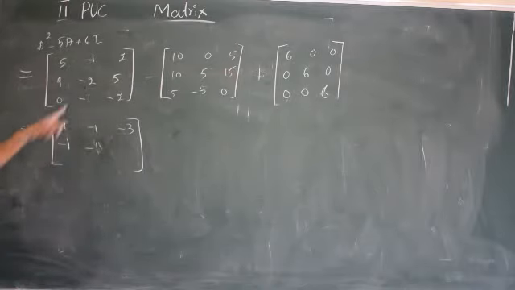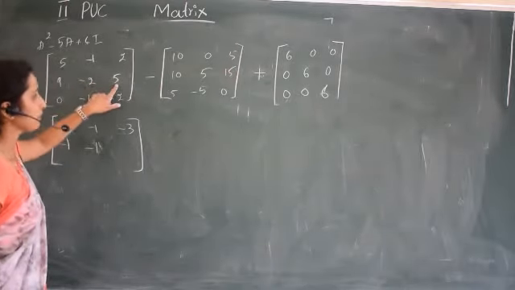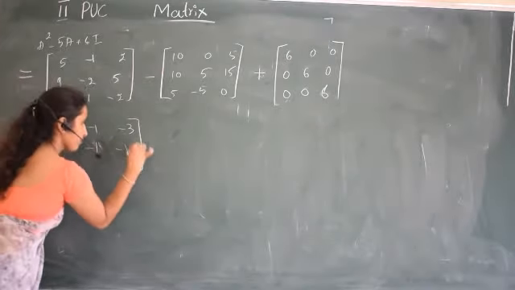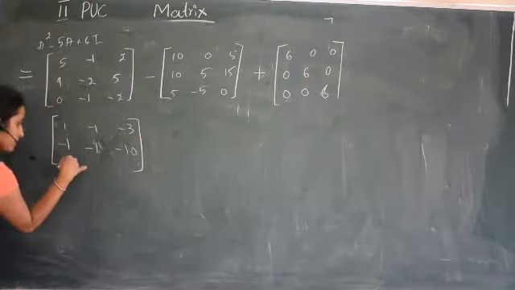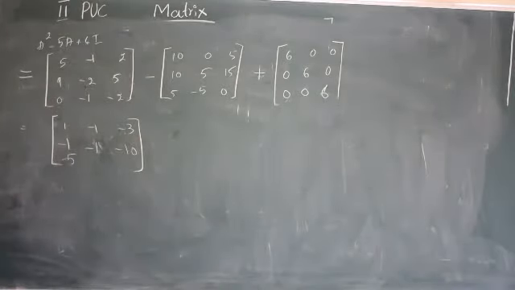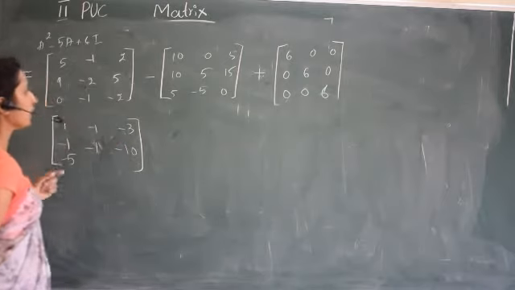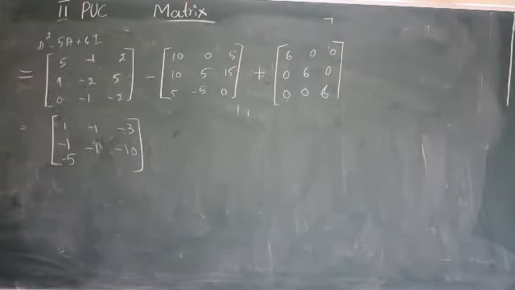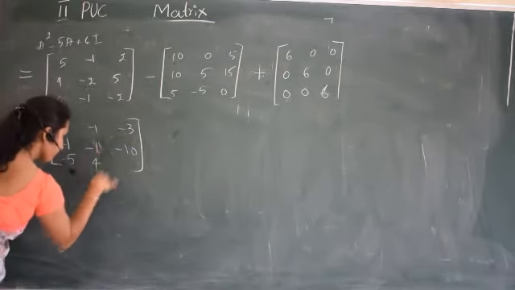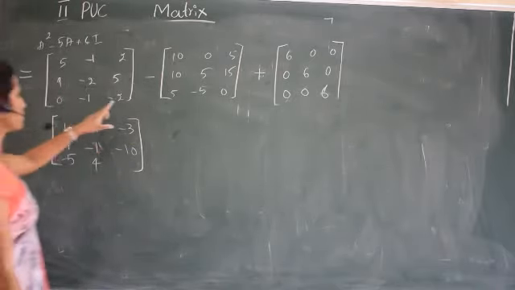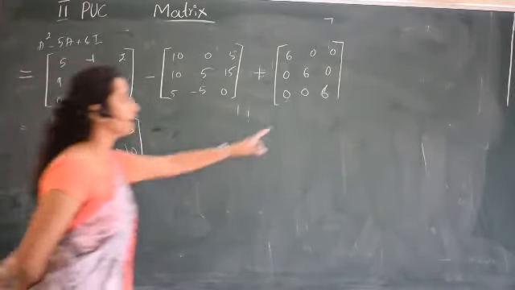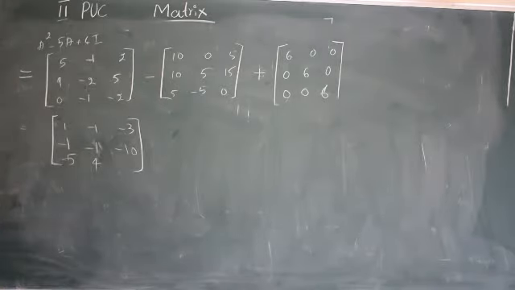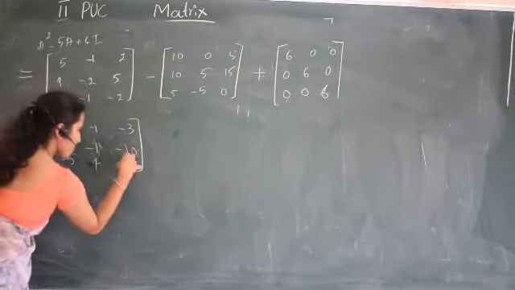Second row, this element: 5 minus 15 is minus 10. Next, 0 minus 5 is minus 5 only. Next, minus 1 plus 5 is plus 4, plus 0 is 4. Next, the last one is minus 2, plus 0 is minus 2, minus 2 plus 6 is plus 4.